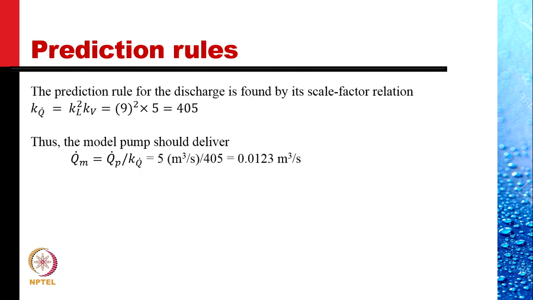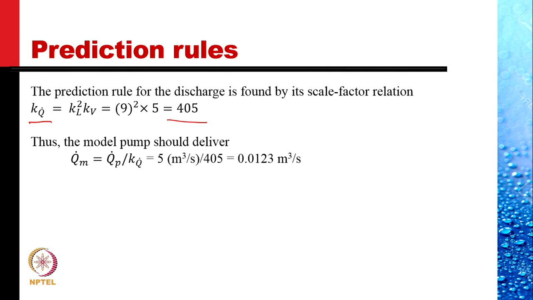The prediction rule for the discharge is found by the scale factor relations. The scale factor for discharge is like velocity times the area of cross section. Area of cross section would be scaled by kL square. Velocity is scaled by kV. So kQ would be like kL square kV. kL is 9, scale factor of a length, and scale factor of velocity is 5. So the scale factor for volume flow rate is 405.